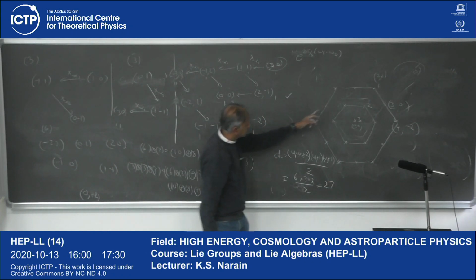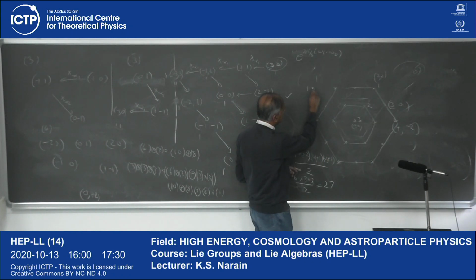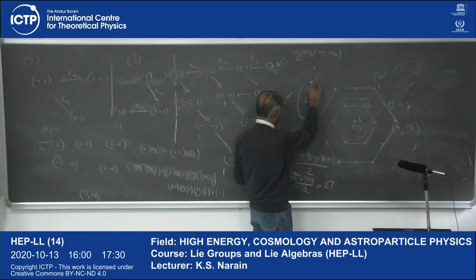And indeed it works out, right? Because outside there are 12 points, outer, so you get a 12 here. Multiplicity each of them is 1. The inner thing has 6 points, but 6 times 2, and then plus 3. That adds up to 27.